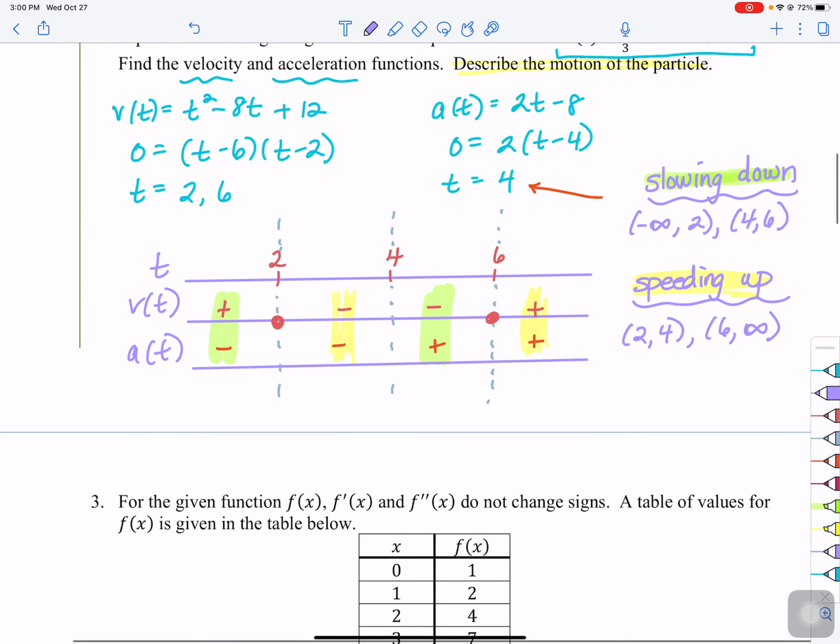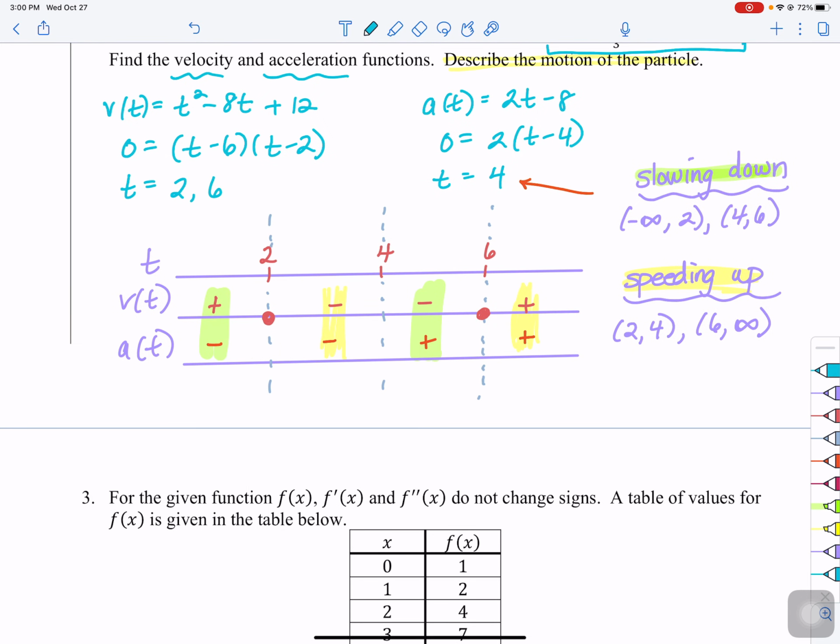Okay, so let me just put a square around that.